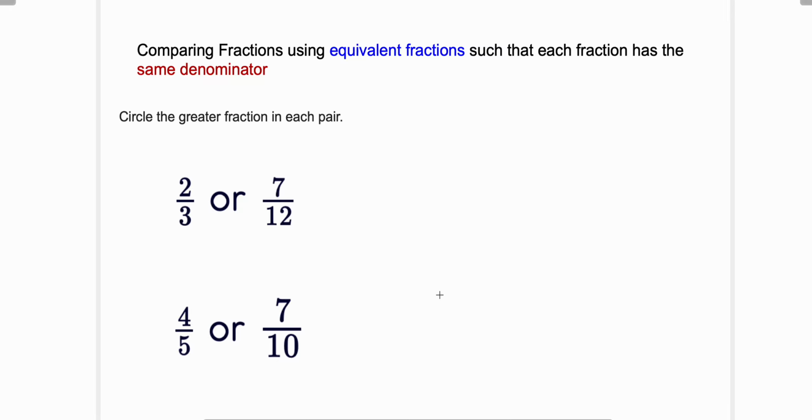All right, again, let's work out another example. And I want you to pause this video to see if you can figure this out for yourself. Compare these fractions by using equivalent fractions such that each fraction has the same denominator. Circle the greater fraction in each pair. So go ahead and pause the video and try it out for yourself.